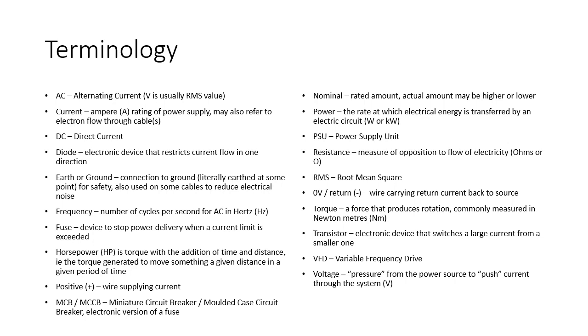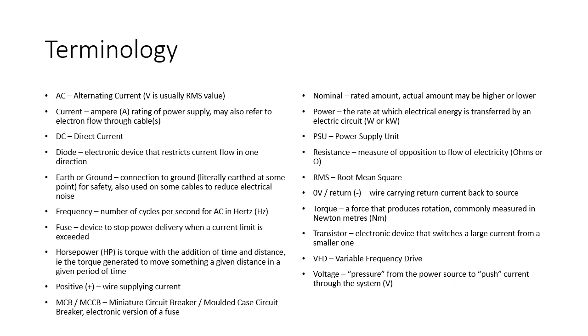Positive, this is a wire supplying current. Nominal, this is the rated amount. The actual amount may be higher or lower, but normally not by very much. If we talk about a nominal, for example, a nominal 230 volt supply, then the minimum could be as low as about 220, the maximum could be about 240, but the nominal would be 230 volts.